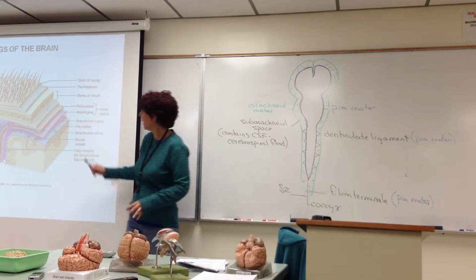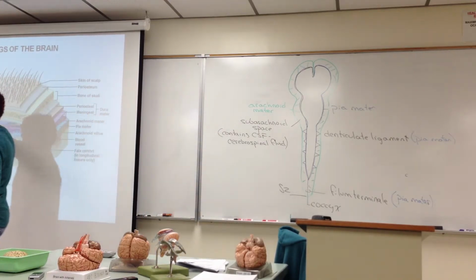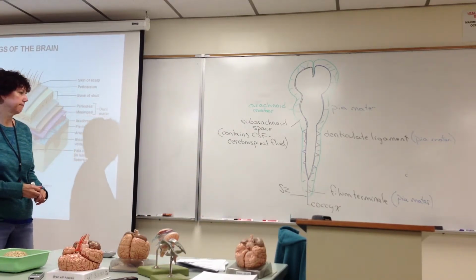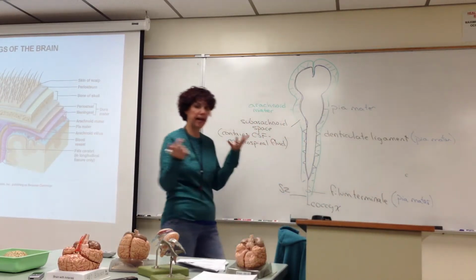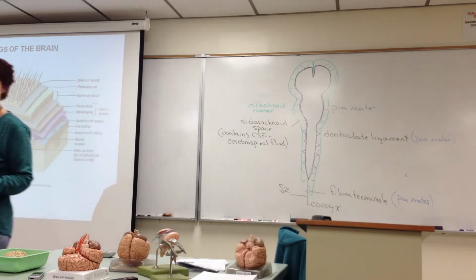And then the dura mater here is kind of a tan color. I'm just going to make it black. Well, I guess I have brown. I'll do that with brown. So now the dura mater is very tough.